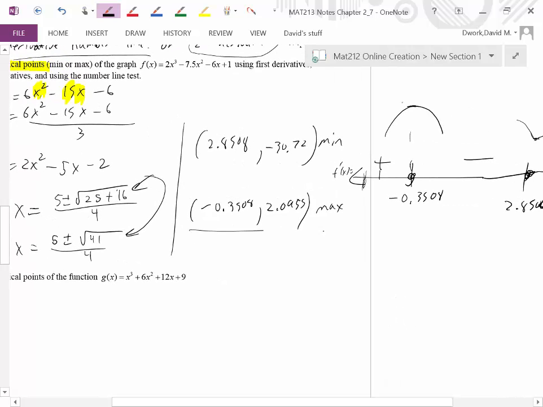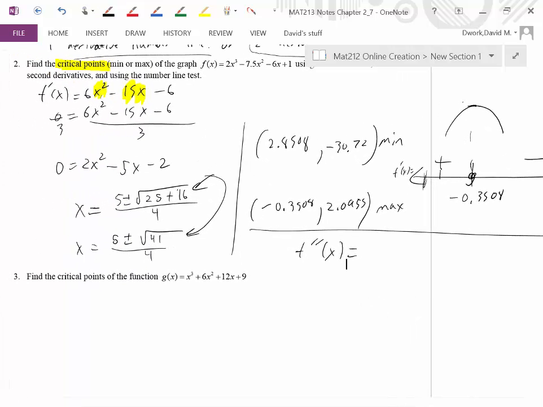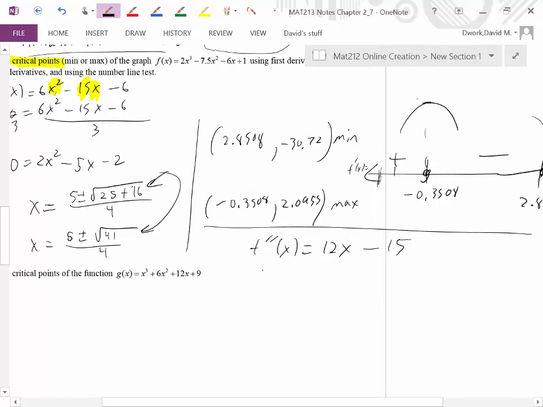Now, we could have used the second derivative test too. Let's make sure we understand how to use that. The second derivative test says take the derivative of your derivative. So the derivative of 6x squared would make 12x. The derivative of negative 15x is just negative 15. And there we go. Now we use the second derivative, not our test values but our zeros. So I'm going to check it at negative 0.3508. When we substitute that in, what kind of number do we get?